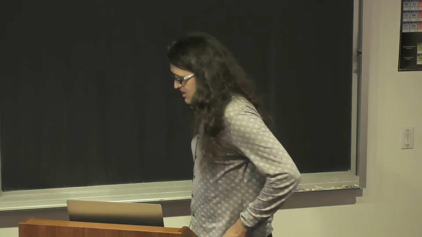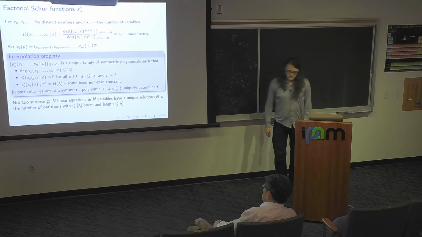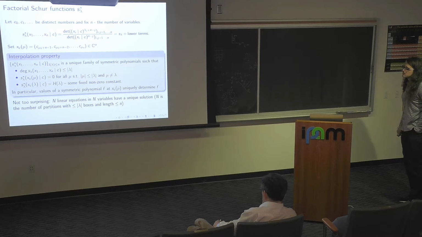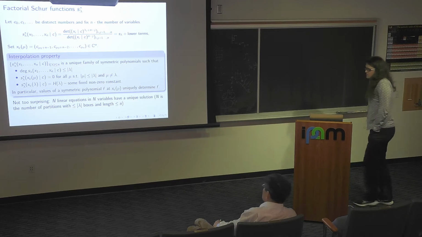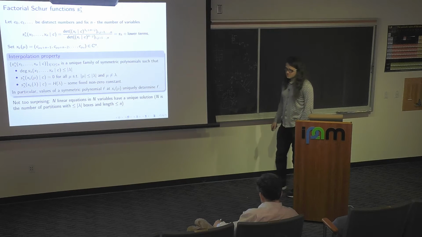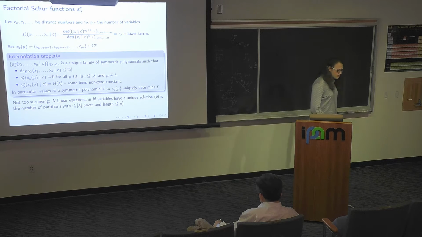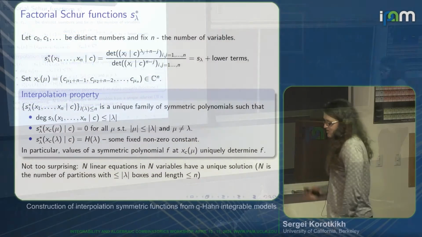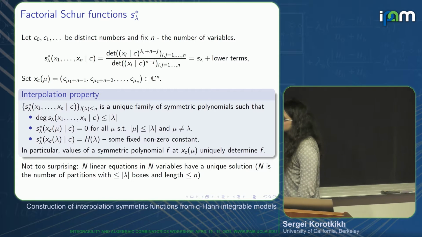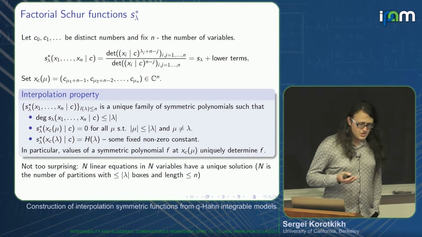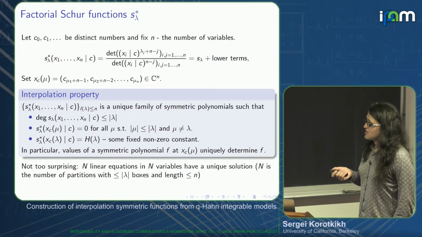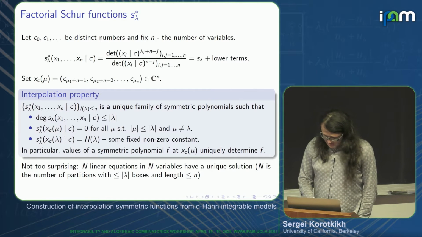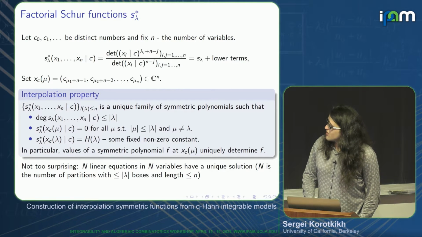And again, similar to the previous case of one variable, this is not too surprising, because it will reduce to basically proving that a certain system of linear equations with the same number of equations and variables has a non-degenerate solution. In particular, as a practical application of this whole story, one can deduce that symmetric polynomials are uniquely determined by their values at this type of points. So okay, this is the interpolation property for factorial Schur functions.